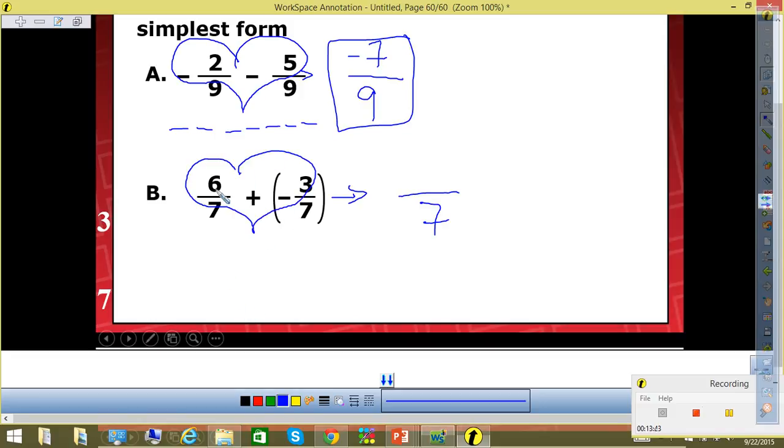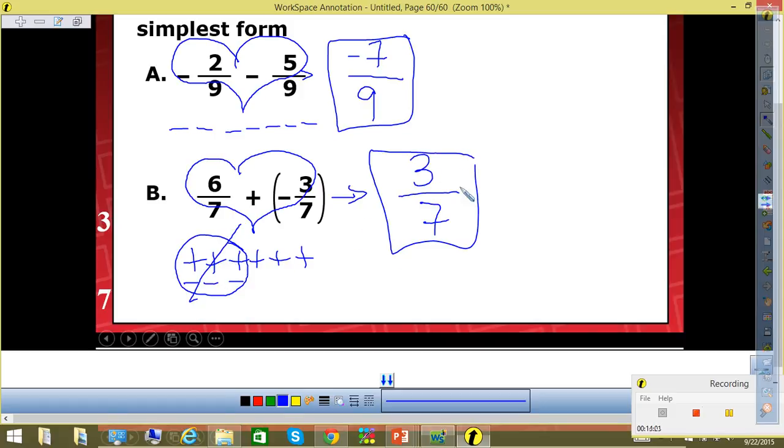So, how many positive tiles? 6. 1, 2, 3, 4, 5, 6. How many negatives? 3. 1, 2, 3. This becomes a what? 0. What do we have left? 3. So that's 3 sevens. Bam. Everybody see that?